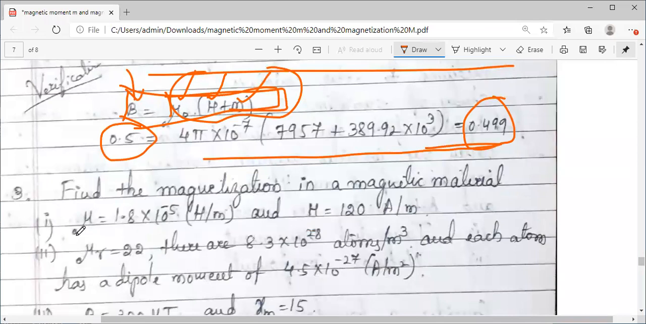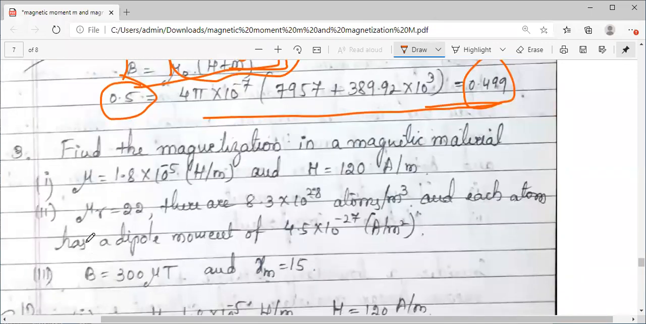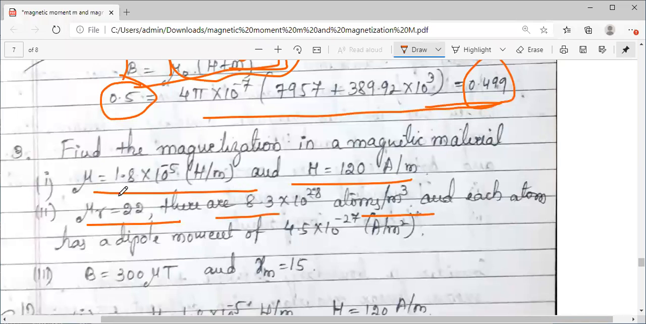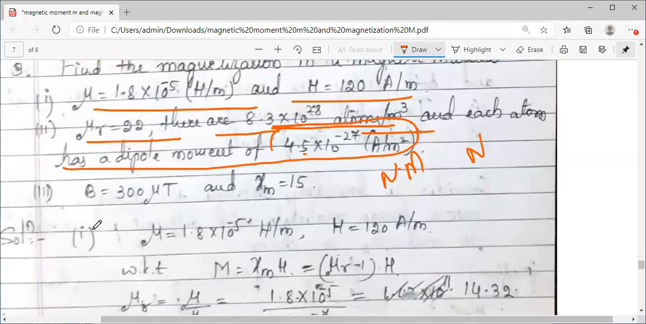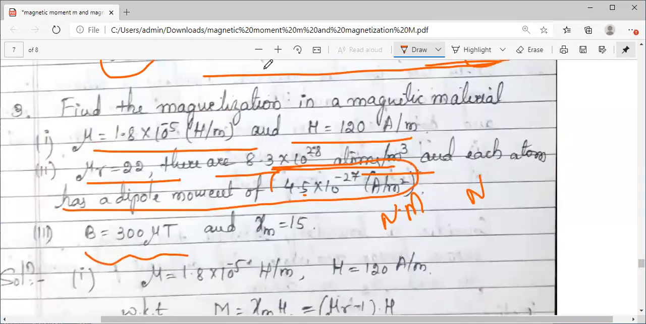Take one more, it is simple. Find the magnetization in a material. I think some 1, 2, 3 terms are there. You need to calculate. Mu is given to you, H is given to you, mu r is given, and there are some atoms, that n value is given. Dipole moment के लिए कितने atoms involved हैं, that value is given to you, and each atom has a dipole moment of this. So it is something like n times m. These two you have to multiply. And third is B. So there are 3 questions here. Anyhow, I'll be sharing this third problem with all of you. Please go through it. Time is less than 1 minute.